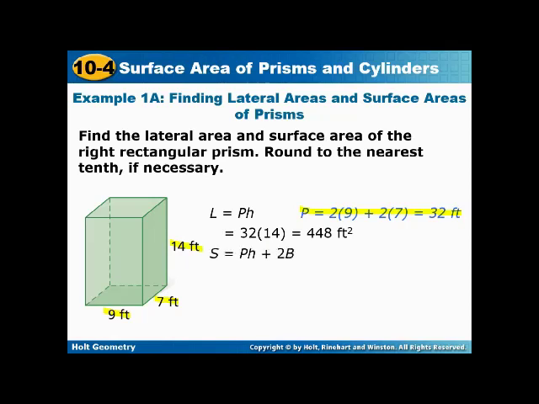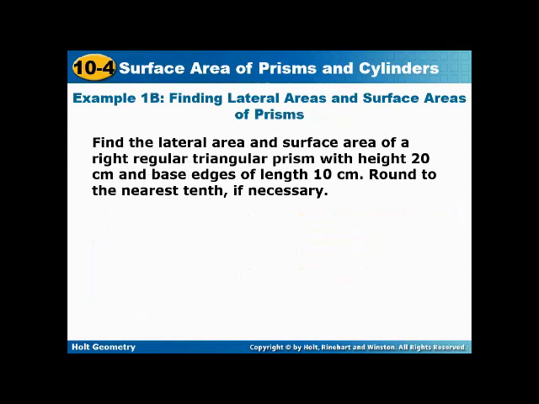Now, if we want to find the surface area, we have to add this number, which is for the lateral area, plus the two base areas. The base is a rectangle with length 9 and width 7, as we said before. Then substitute the lateral area, and 2 times length times width. It will give us the surface area, the area for the full surface.